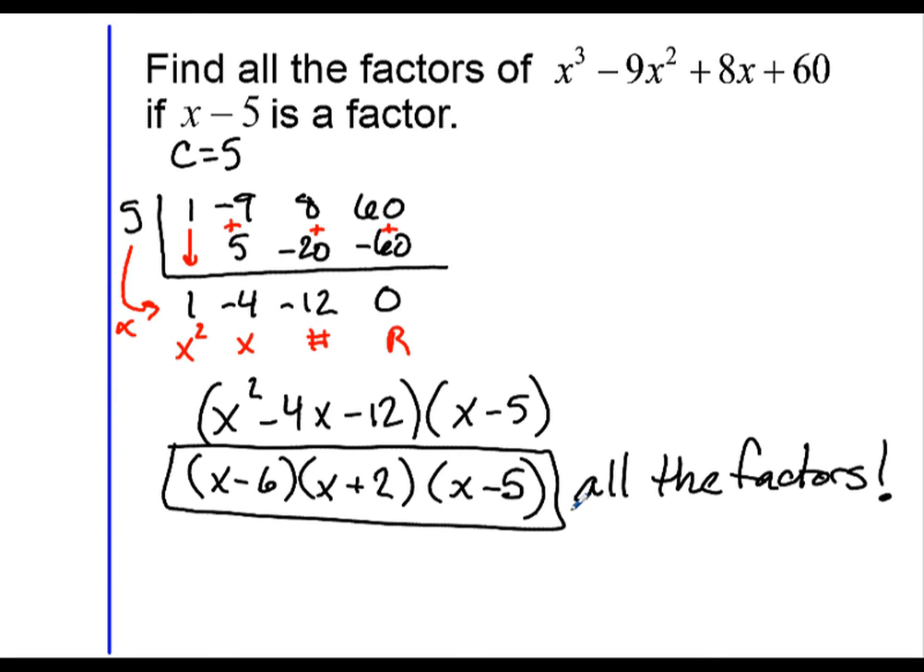So again, just to recap, we use synthetic division to divide. We're using the 5. We make sure we end up with a 0 remainder because it said that this is a factor. Using those leftover pieces, I write down my answer with the original factor, x minus 5, and then I look at this trinomial and realize that I can factor that quadratic down a little bit more into an x minus 6 and x plus 2.